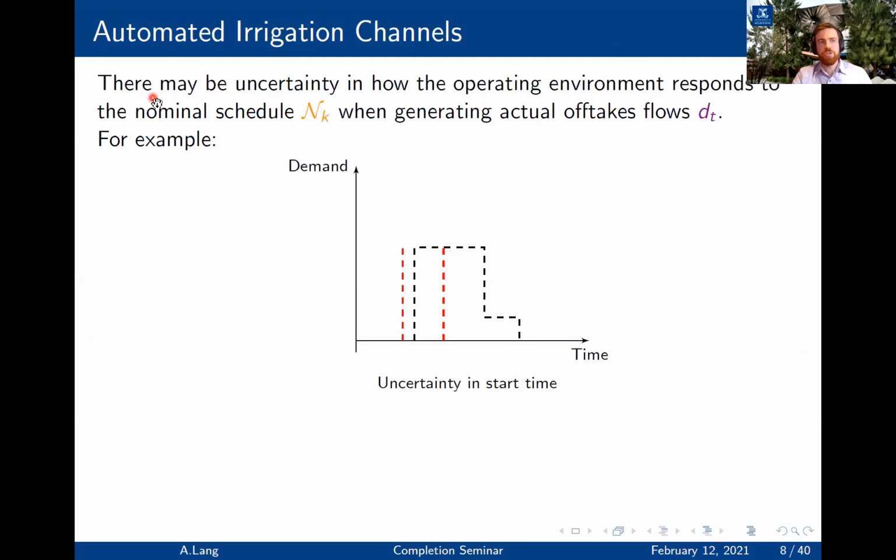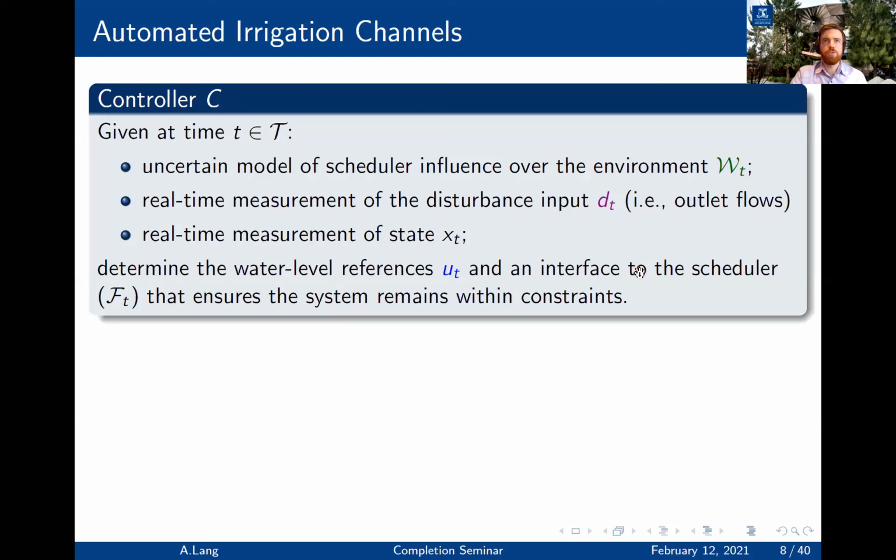So after generating a nominal schedule to the environment, the actual environment may respond to this nominal schedule, but there may be some uncertainty in how it responds. For example, the farmer may actually start their outlet slightly early or slightly late than the scheduled time. Or perhaps the flow rate through the outlet, which might depend on the topography of the land, is slightly more or slightly less than the scheduled amount. So that leads to the role of the controller, which is to provide robustness to this uncertainty.